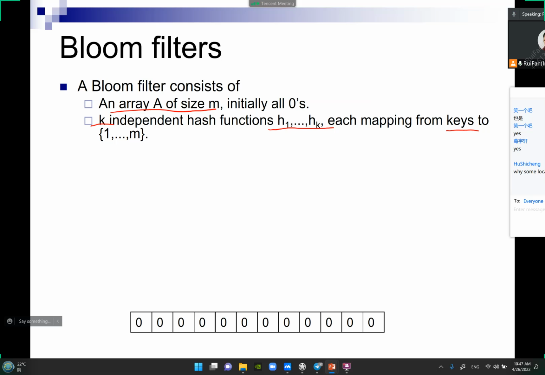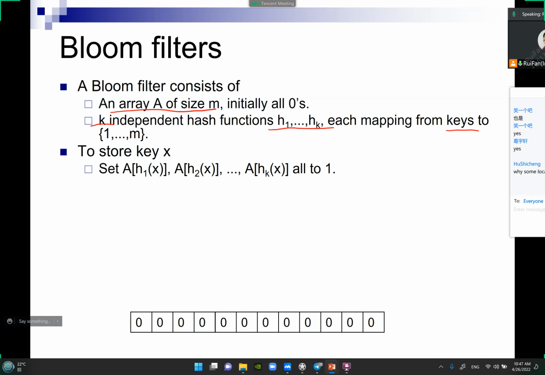We're going to assume that these hash functions are independent from each other. So if you take the first hash function and the second one, and you fix a key, then there's no correlation between where the key hashes using the first function versus any of the other hash functions, or any pair of hash functions.